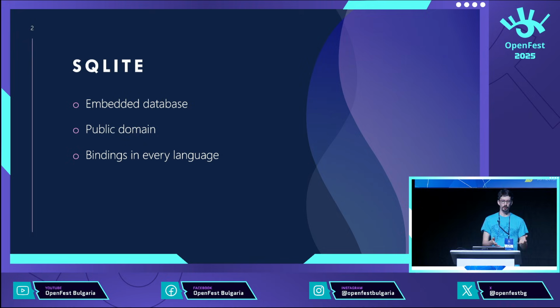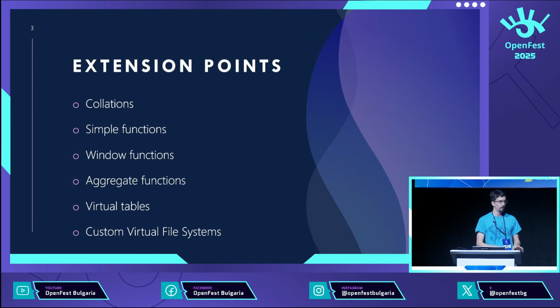And it is ubiquitous. Natively, it exposes a C API, but it's got bindings in pretty much every language you can think of. So if you use Python, you can use SQLite. If you use Haskell, you can use SQLite, but natively, it's a C API. Today we're going to talk about SQLite's extension points and how we can use them to our advantage to do cool things.